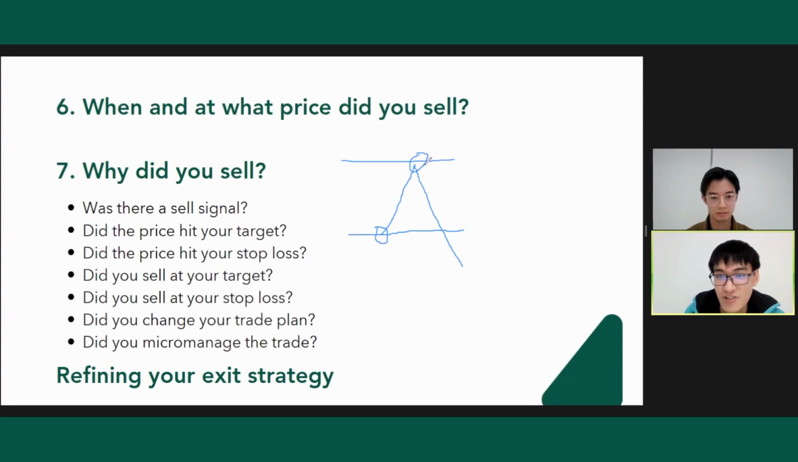So it's like you didn't follow your plan because price already went to your target, but you didn't sell. Or another example is, let's see, you bought at support, you know it will bounce, but boom. So you should have sold here because your stop loss should have gotten hit.